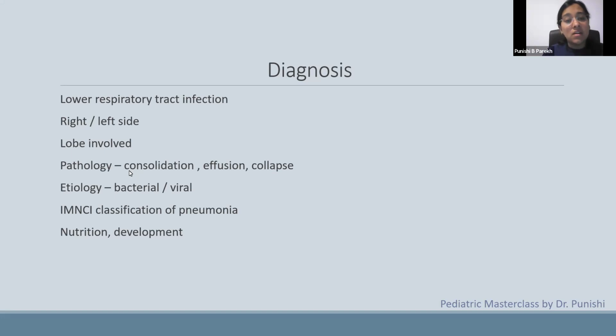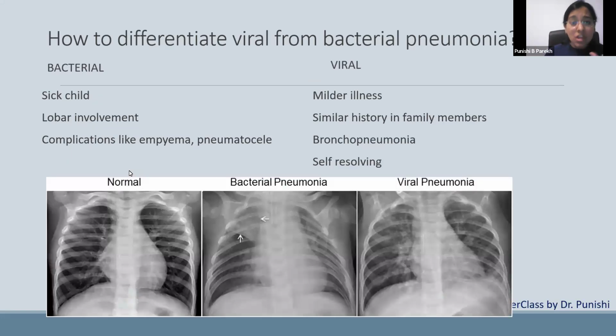So how do you differentiate a bacterial from a viral pneumonia? Usually in a bacterial pneumonia, the child is more sick. You have a lobar involvement. If you look at this X-ray here, you can see a very well demarcated cutoff area, which is the area of pathology, a bacterial involvement. Bacterial pneumonias have a lobar involvement and more commonly lead to complications like empyema and pneumatoceles because again, it's a more severe etiology and the kids even clinically are more sick.